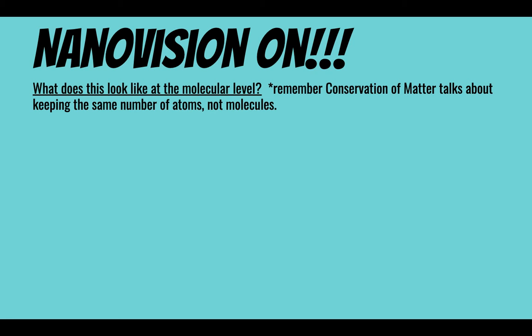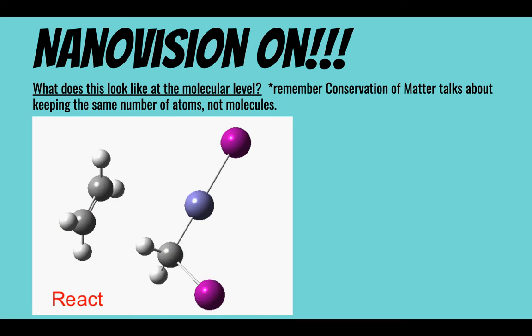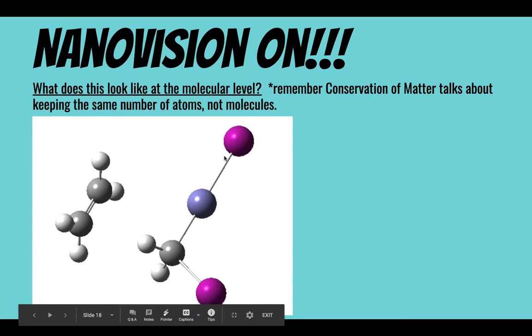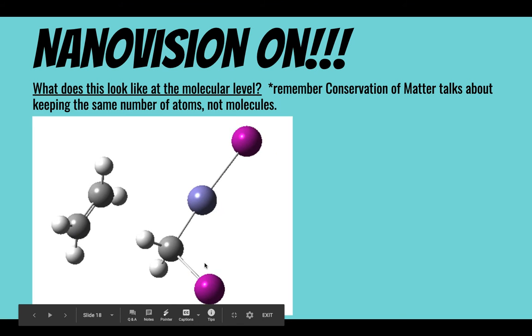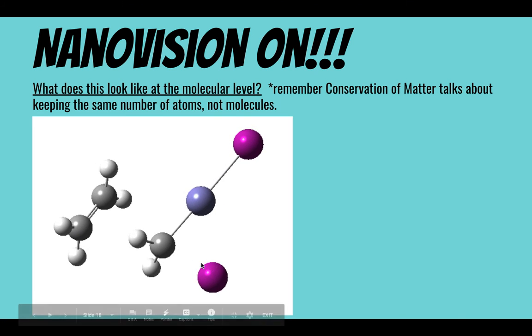All right, so let's get our NanoVision goggles on. When we're talking about NanoVision, we want to talk about what this looks like at the molecular level. Remember, conservation of matter talks about keeping the same number of atoms, not molecules. We're interested in the number of atoms. So here we have these two molecules, molecule 1, molecule 2, and they're going to react.